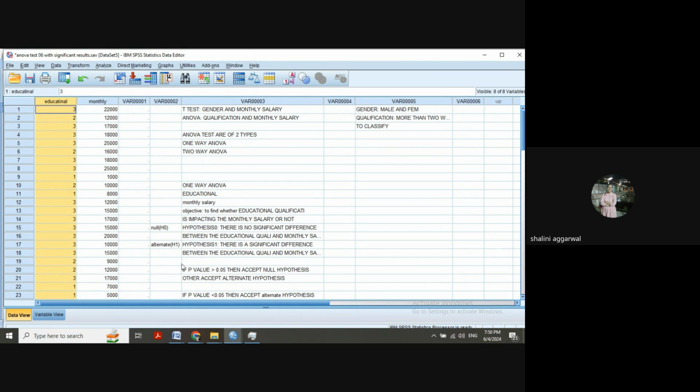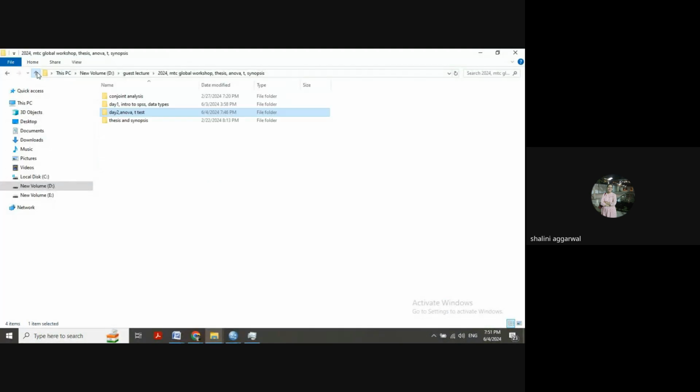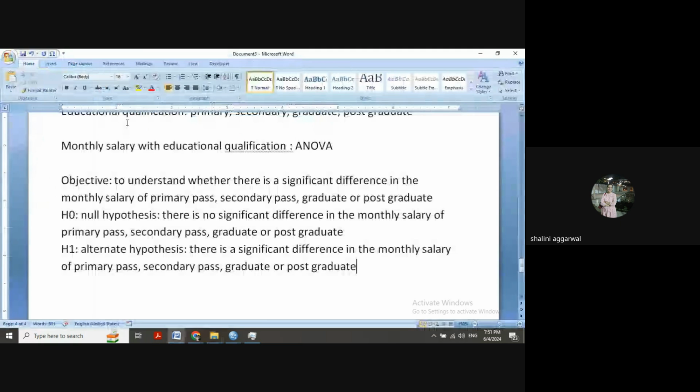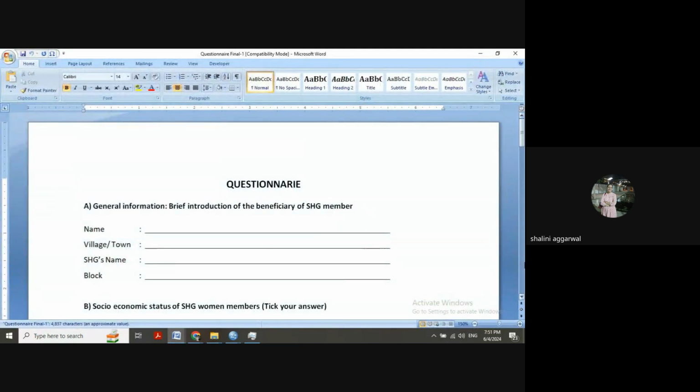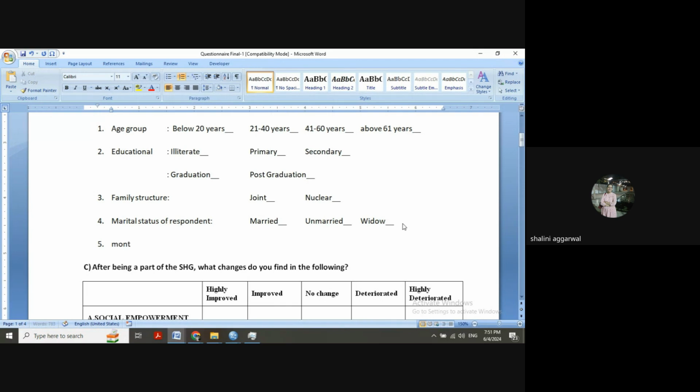ये बात समझ में आई है? Have you got this point? Or let me show you this. मैं एक बार आपको दिखा भी देती हूँ. What I'm trying to tell you is, let me show you the questionnaire. Look at this. This is the questionnaire that we talked about yesterday. So age group, educational qualification. Look at this. And यहाँ पर there is another question that we can write here, the fifth question, that is the monthly salary.